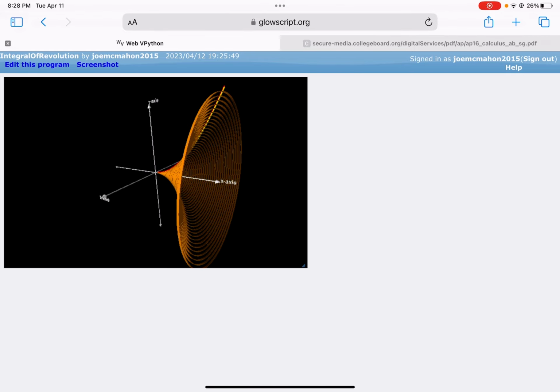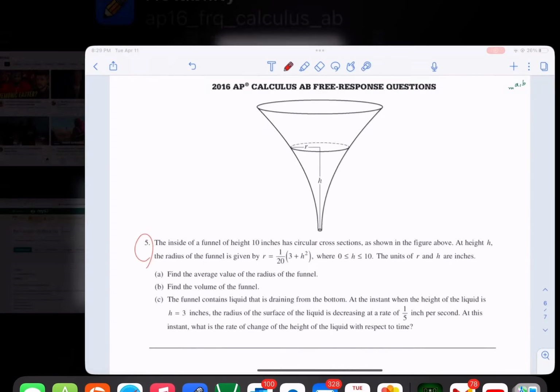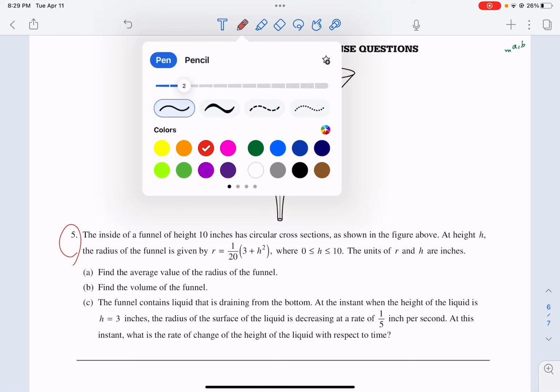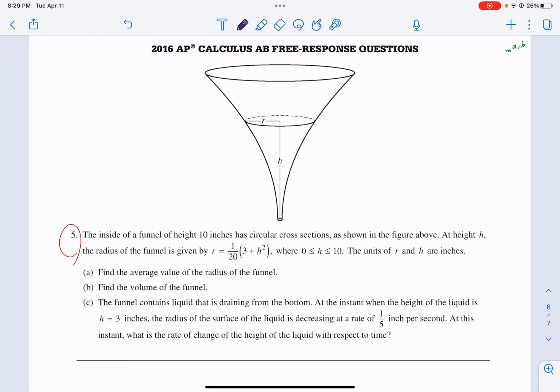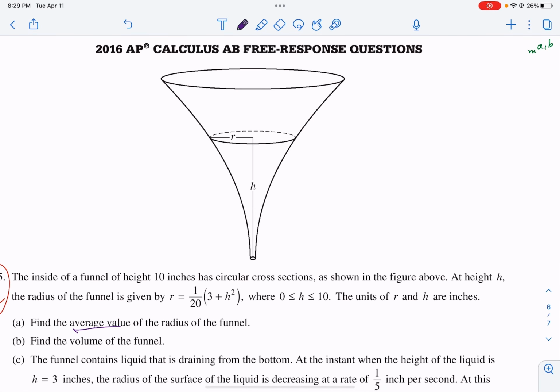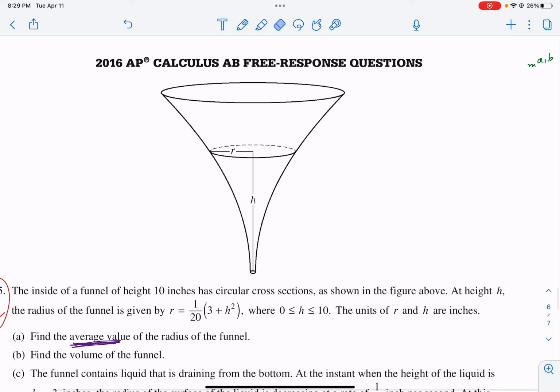Anyway, let's go back to the problem, right? So it says find the average value of the radius of the funnel. Now we got to think back, right? Man, these are two really good FRQs. We're covering all sorts of stuff. First of all, what is average value? That's a very important key phrase. They will definitely ask about that on any practice AP test. I can almost guarantee you, I bet my life on it.